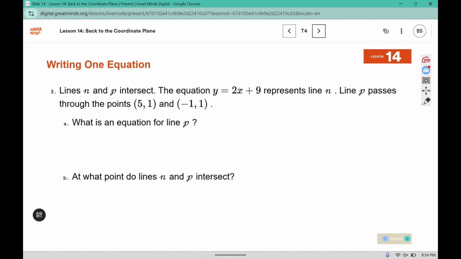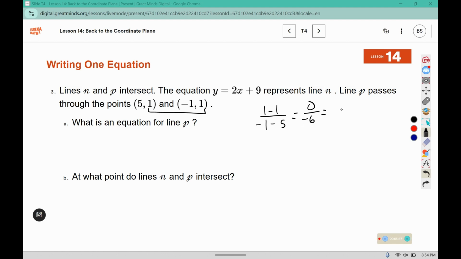Line N and P intersect. The equation y equals 2x plus 9 represents line N. And line P passes through 5, 1 and negative 1, 1. What is an equation for line P? We can use point-slope form. Here I see that the y values subtracted and the x values subtracted. That would give us 0 and negative 6. But 0 divided by negative 6 is 0.